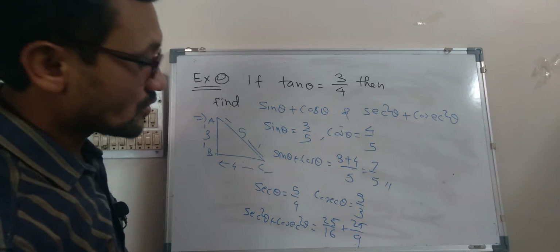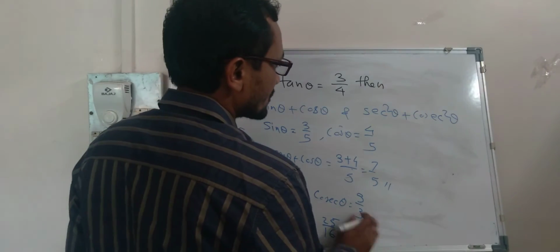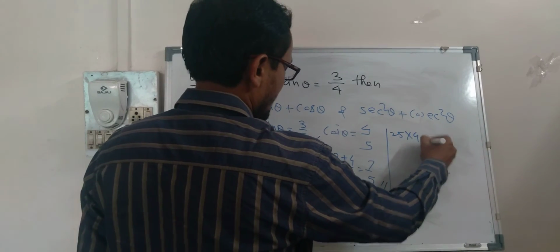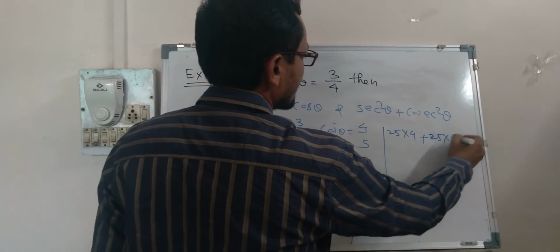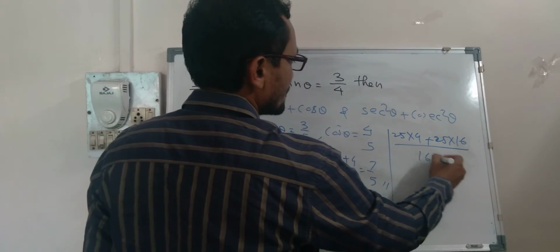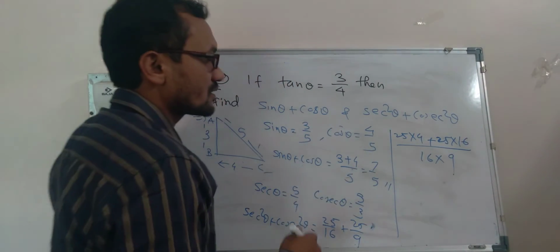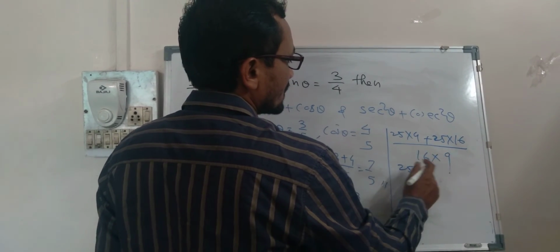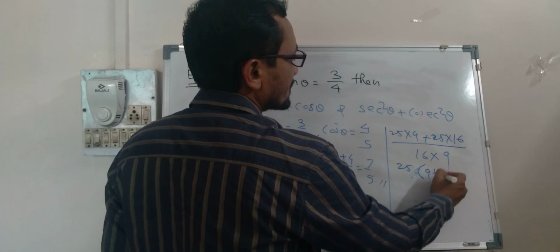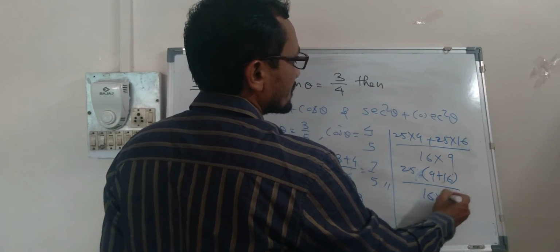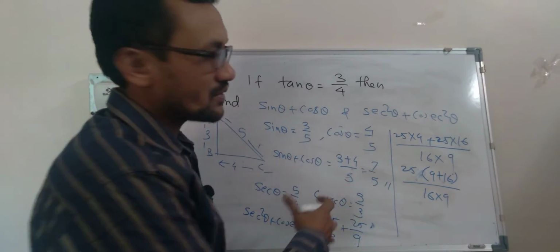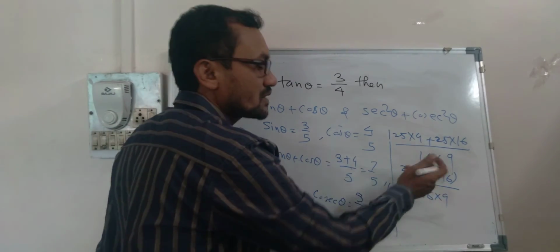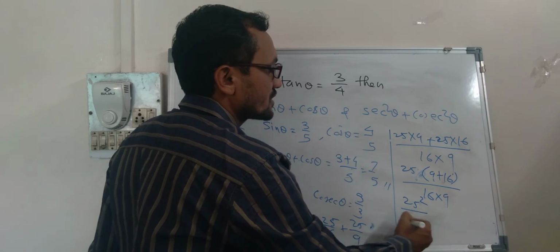Now we will take common denominator again, or we just cross multiply here. So 9 into 25 plus 25 into 16 divided by 16 into 9. Okay. So now we will take 25 common, and we will have 25 into, in bracket, 9 plus 16 divided by 16 into 9. Okay. So this is a smart work. Don't need to multiply because 25 is common. So we take 25 common. 16 plus 9 is 25. 25 square upon 16 into 9.